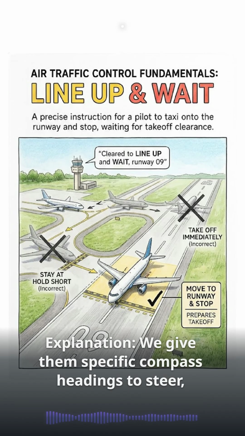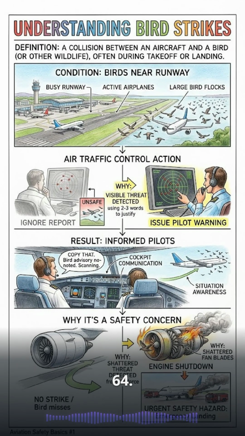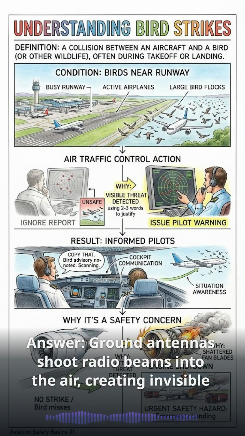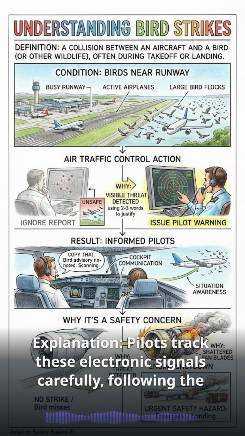What do special ground antennas do to help instrument pilots find their way in the sky? 64. Ground antennas shoot radio beams into the air, creating invisible flying highways for the airplane computers. Pilots track these electronic signals carefully, following the straight radio path to the next big city.